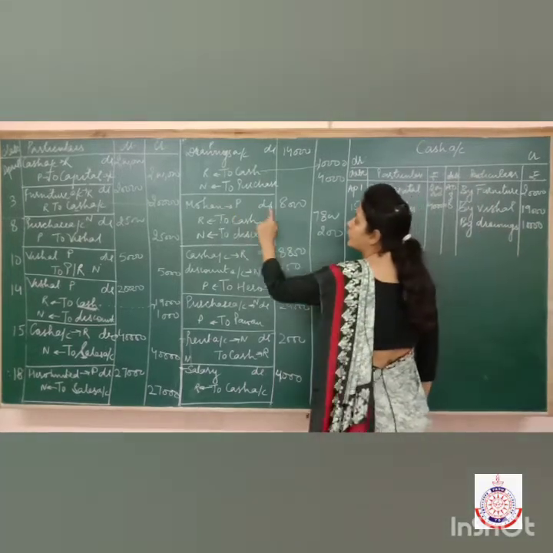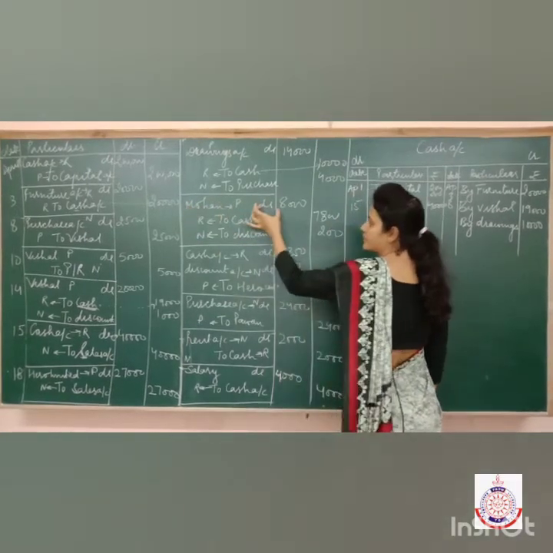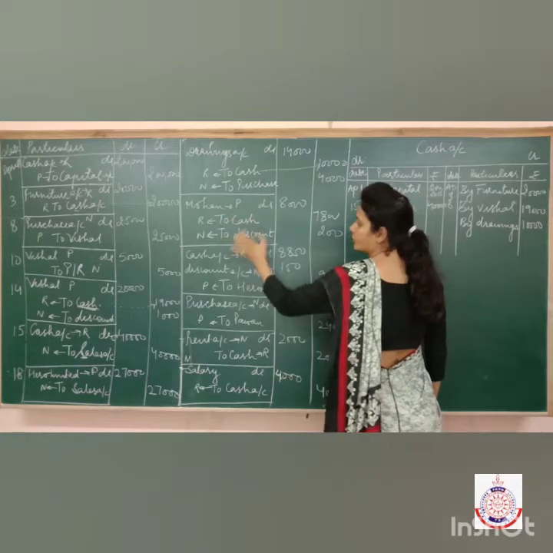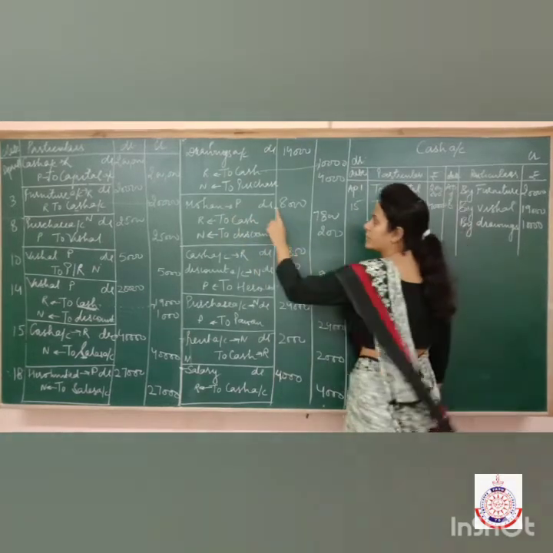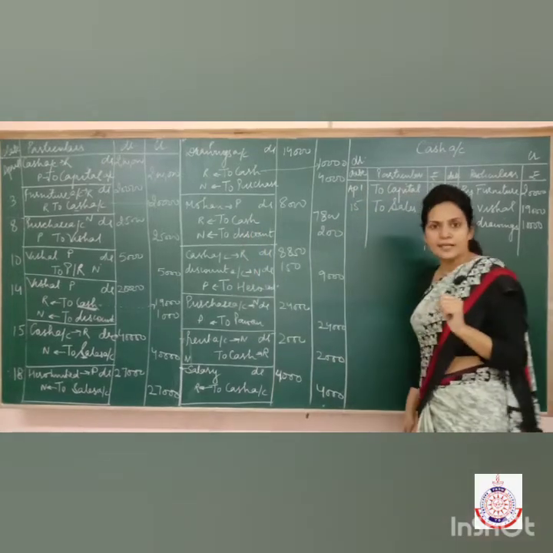Next, Mohan debited to cash to discount. It means Mohan's account is debited, cash and discount account is credited. Again it is a compound entry. Out of these three I am preparing here cash account only.